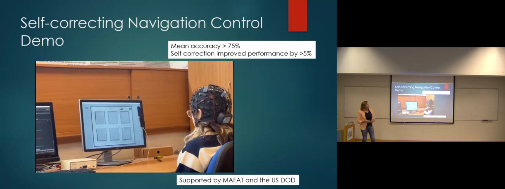Okay, so we got very good mean accuracy, and we showed that the performance improved, in this case by 5%. This has 4 different commands. So when we detect an error, we still have to determine which of the other 3 commands is the right one. And this project is supported by MAPAC and the US DOD.